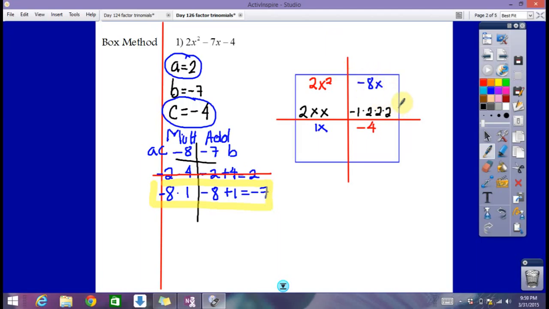Now don't forget your x. Over here it's just 1x, so I'm just going to put the x here. And for negative 4, we start with the negative 1, and then the prime factorization is 2 times 2. Once we're done with the prime factorization on each square, we have to start factoring out.